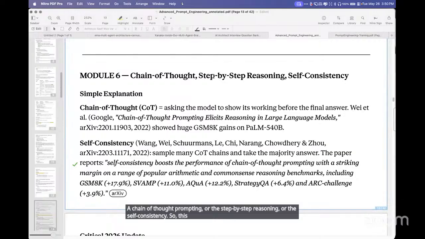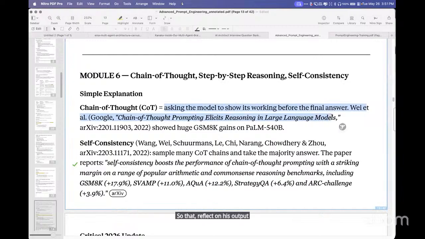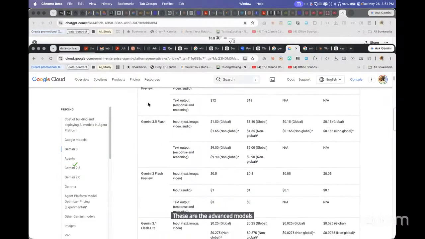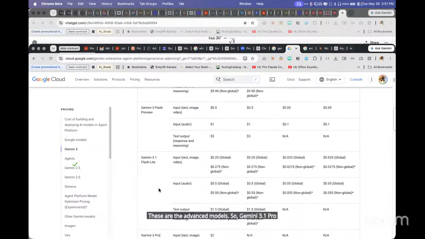We have already discussed this from the reflection point of view. We ask the LLM to reflect on its output, so that it will improve its output in the next pass. But one more point we need to be aware of is that chain of thought prompting will not be useful if it is a reasoning model. These are the advanced models, like Gemini 3.1 Pro and other reasoning models.